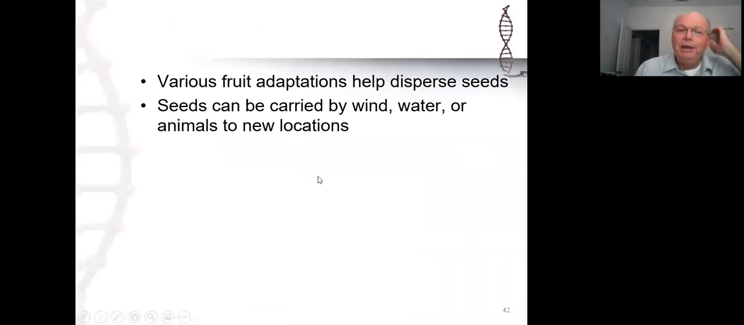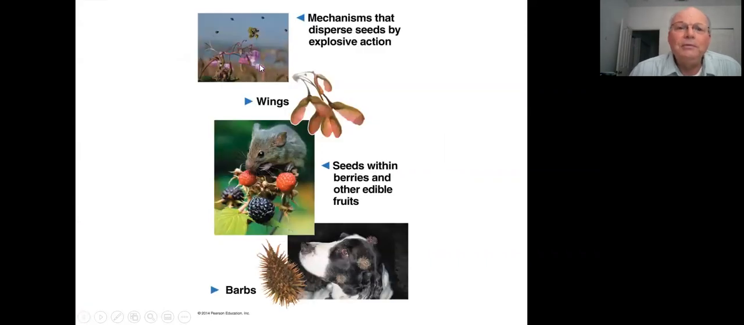So depending on the type of seeds and the type of fruit that are involved, there are many different ways of distributing seeds. All are adaptations to guarantee as wide a distribution of seeds as possible. So some are wind-borne.